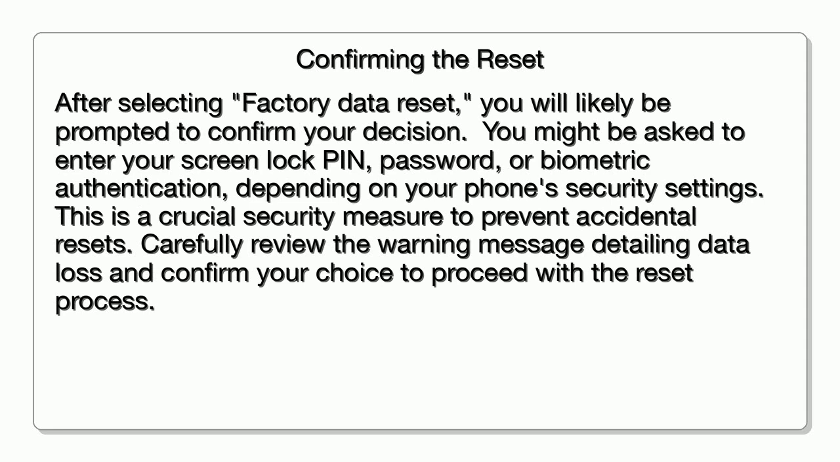Step: confirming the reset. After selecting factory data reset, you will likely be prompted to confirm your decision. You might be asked to enter your screen lock password or biometric authentication, depending on your phone's security settings. This is a crucial security measure to prevent accidental resets. Carefully review the warning message detailing data loss and confirm your choice to proceed with the reset process.